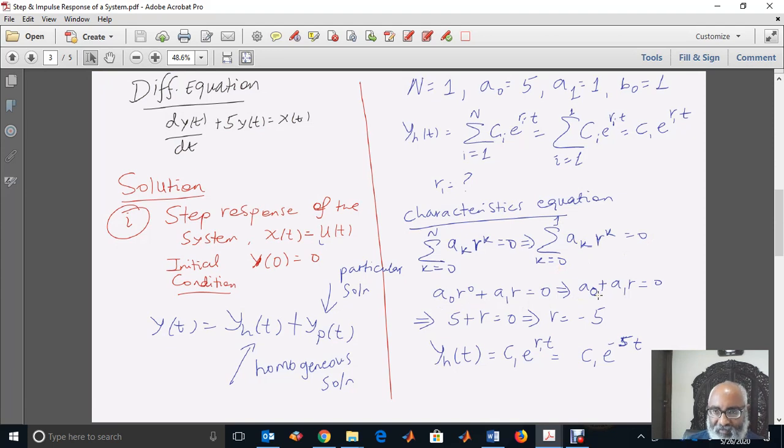A0 is 5, a1 is 1. So 5 plus r is equal to 0, and r is equal to negative 5. Therefore, the homogeneous solution is yh(t) = c1 e^(r1 t) = c1 e^(-5t). So we found the homogeneous solution for the unit step input.